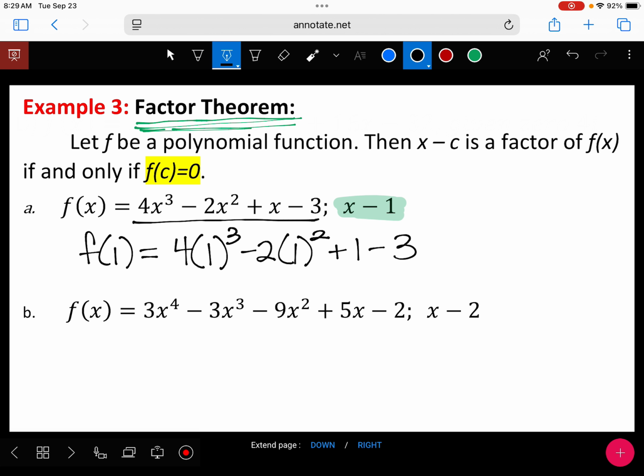So this is your polynomial, and this is the factor we are testing. So go ahead, take a moment and do both of those.